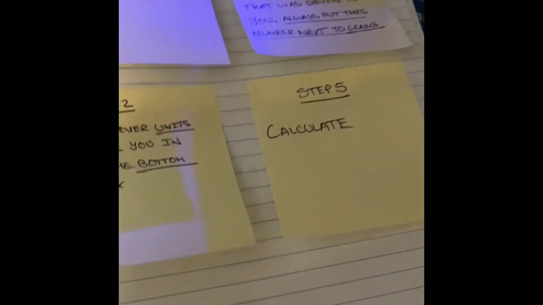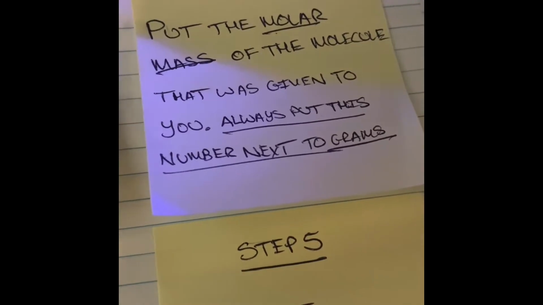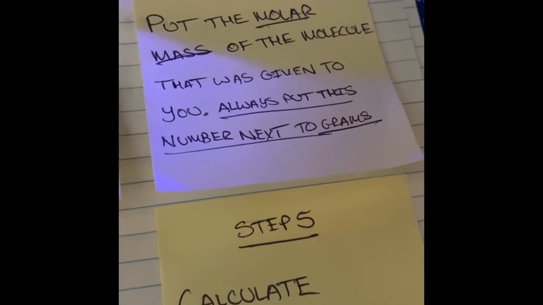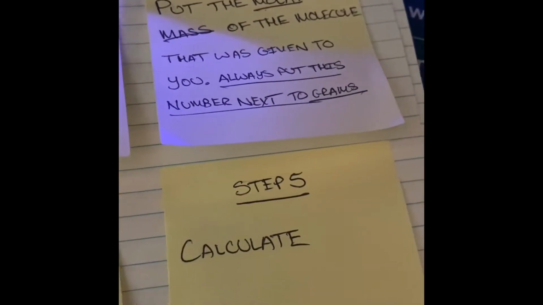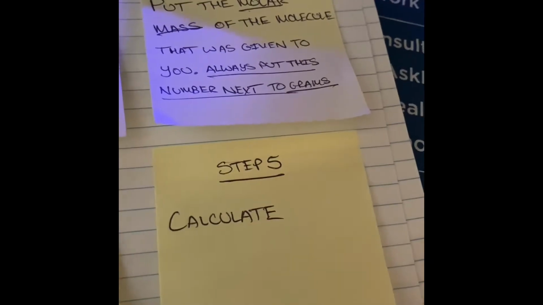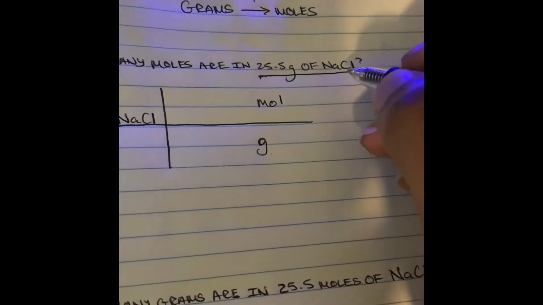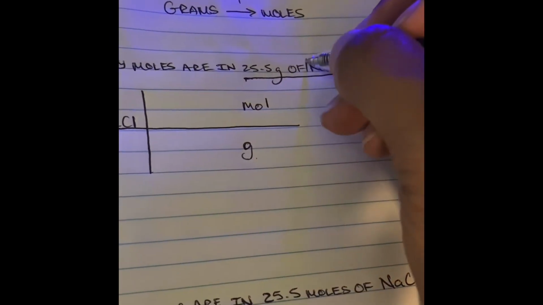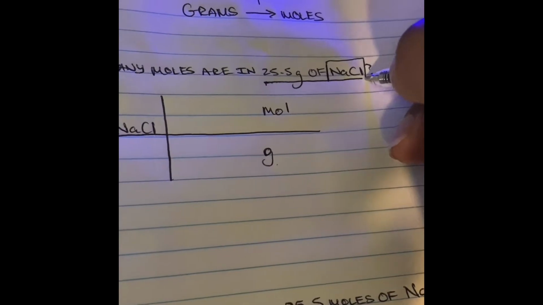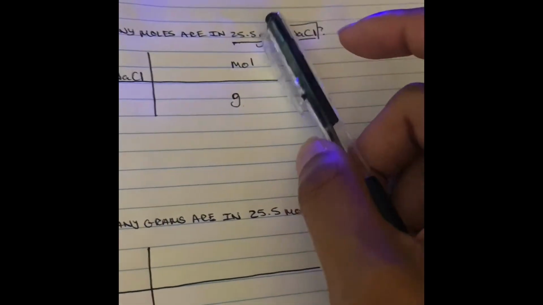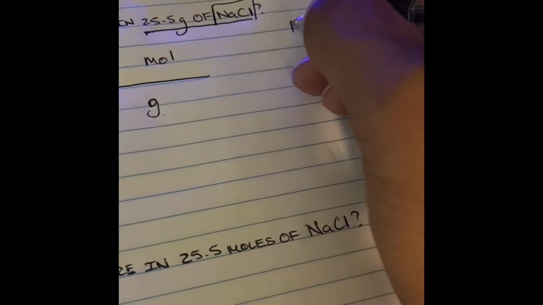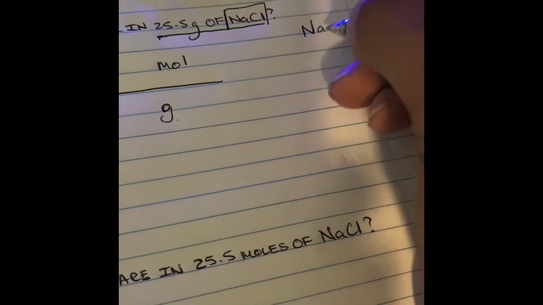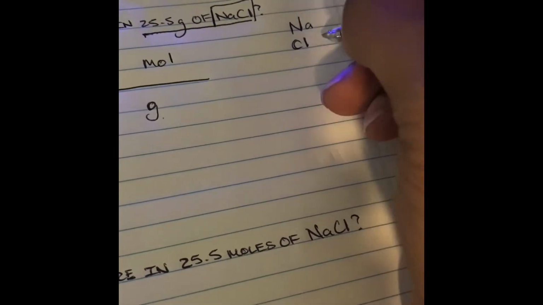Okay. And step number 4. Put the molar mass of the molecule that was given to you. And always, always, always put this number next to grams. Do not ever put it next to moles. It does not go there. So the molar mass of NaCl, this is the molecule that they gave us. And we got to find the molar mass. In order to do that, you have to find the mass of each element in the molecule. So we got Na and we got Cl. This is very easy to do.